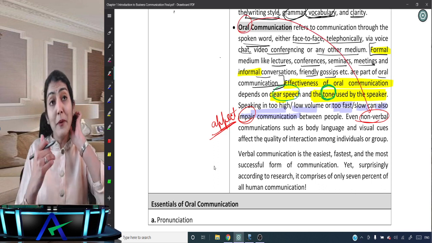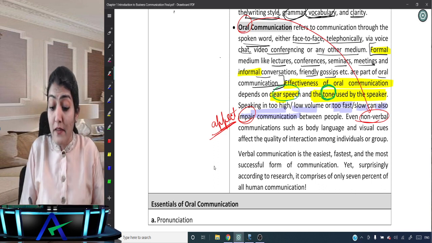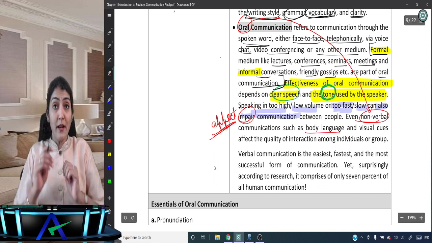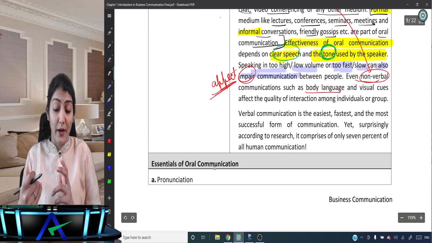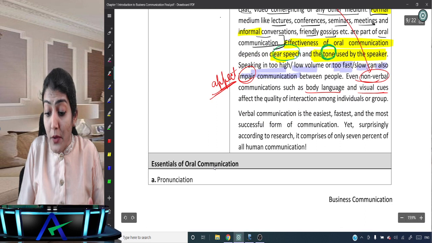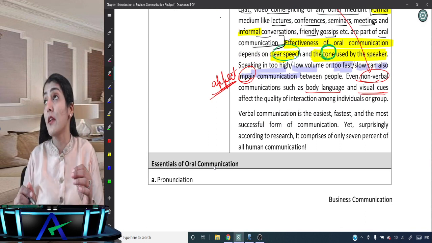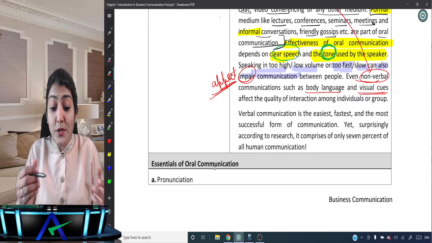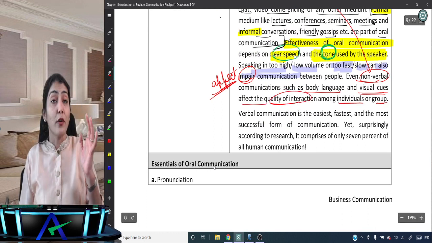And this is the verbal communication, written and oral. It says non-verbal communication such as body language. So we are going to be talking a lot about body language here, and visual cues, whether you're looking into the eyes of the person or looking down or looking here and there when you're talking. Visual cues affect the quality of interaction among individuals or groups.